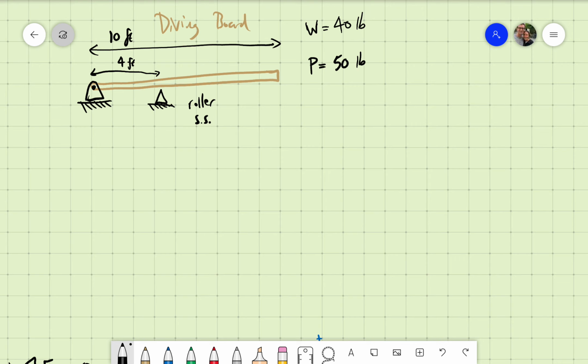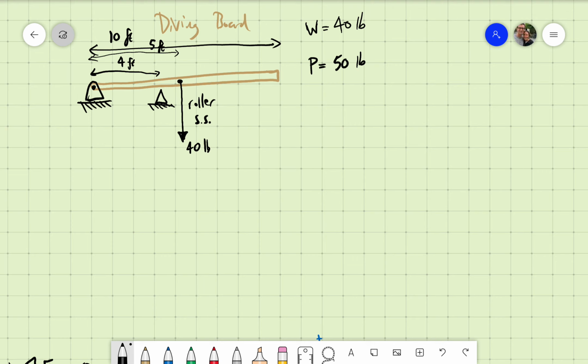It's a free body diagram. So we start by showing the weight force. We can very safely show that in the center. Very, very safe assumption. 40 pounds. Okay, now that is at a distance of 5 feet. If it's a 10-foot diving board, we put that weight halfway along, 5 feet.